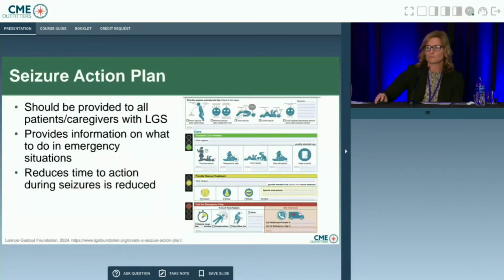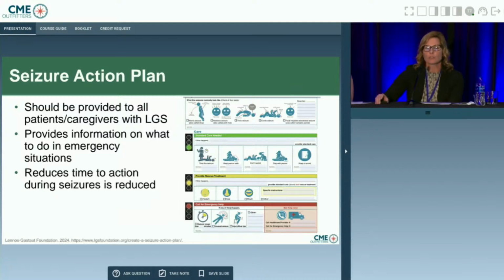I'm going to switch gears a little bit and talk just about some care aspects of patients with Lennox-Gastaut. And an important piece of this is a seizure action plan. We really do believe that every patient and caregiver who has Lennox-Gastaut syndrome should be provided with a seizure action plan. This is really just a diagnostic tool that follows patients throughout all of their care settings. It should be easy to understand and comprehend, and really goes over what their seizure presentation is like.